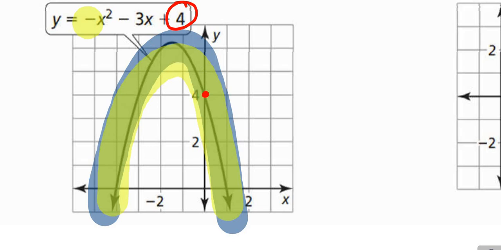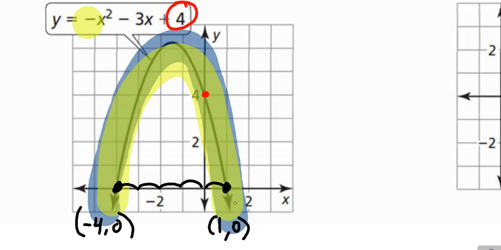Now it's asking where are your x-intercepts, and your x-intercept is along the x-axis. So you have 2 x-intercepts. One of them is at -4, 0, and the other is at 1, 0. Those are called the zeros of the parabola, also known as the x-intercepts. This would be the y-intercept. So the parabola intercepts the y-axis at 0, 4, and its 2 x-intercepts are these guys.